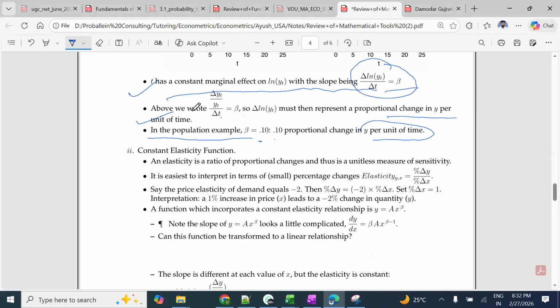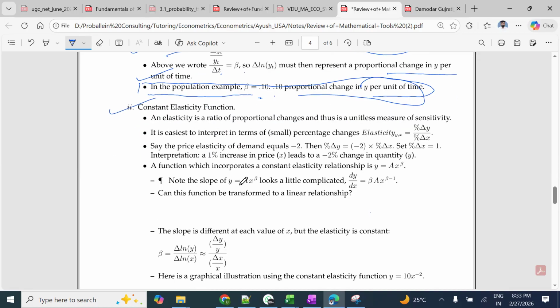So, till here I think it is clear. Okay, ma'am? Means if beta, yes sir, equal, clear. To, yes. So today we will be doing constant elasticity function.